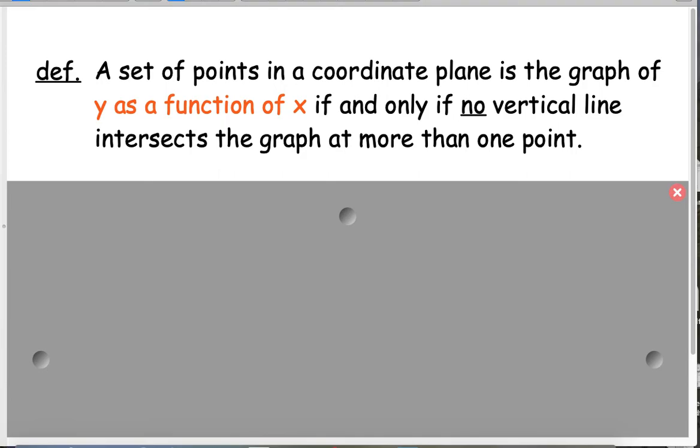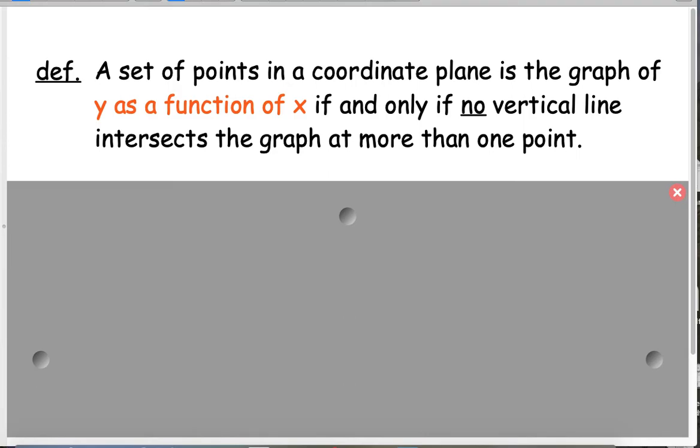Now, if I said is x a function of y, that's a completely different question. Y is a function of x if and only if no vertical line intersects the graph at more than one point. And we've talked about what is a function and what is not a function. And if you had a bunch of ordered pairs, you're looking to make sure that the x value doesn't get assigned to more than one y value.